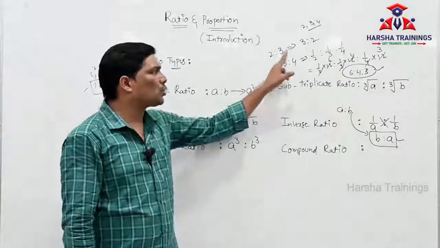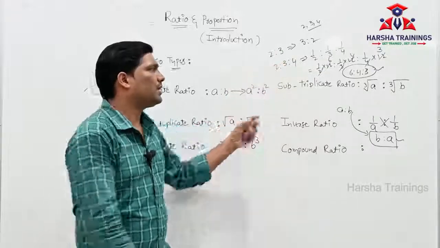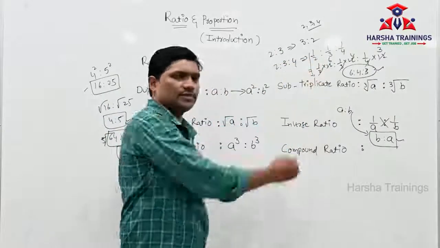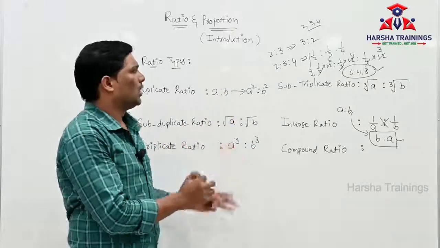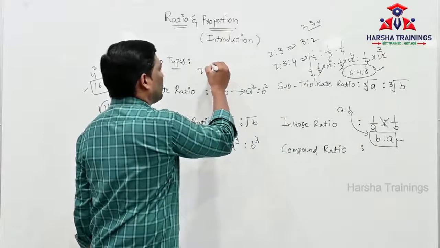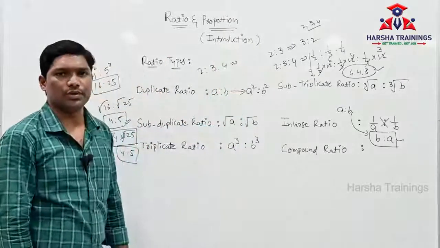If only two quantities are given, just reverse. If three or more quantities are given, just follow this process. I think there is no need for this process also. Look at the screen, guys. The given information: find out the inverse ratio of 2 is to 3 is to 4.